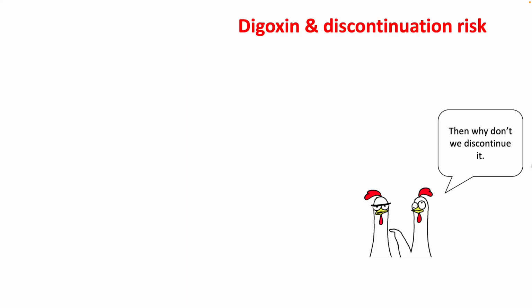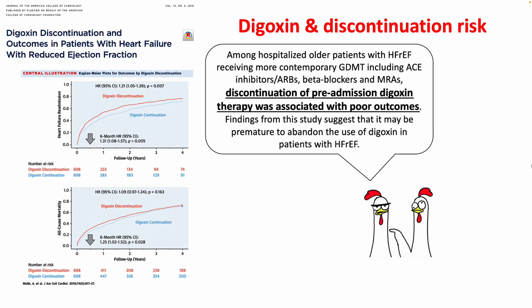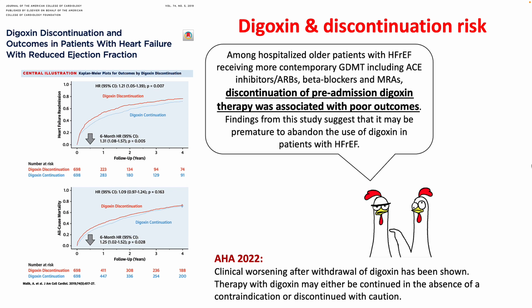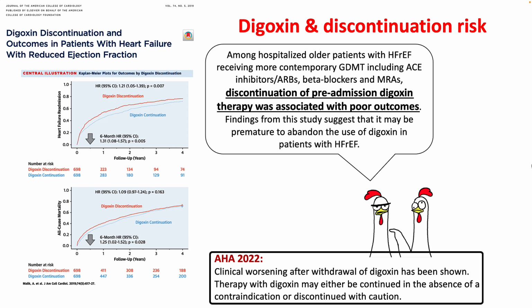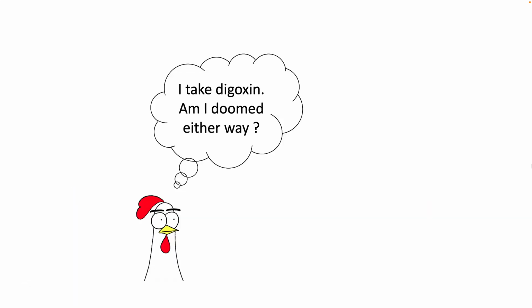So why don't we discontinue digoxin if the patient is on it? There have been few studies which have looked at the discontinuation of digoxin and their outcomes, and they found that discontinuing pre-admission digoxin is associated with poor outcomes. Because of this, the American Heart Association Guideline in 2022 writes that clinical worsening after withdrawal of digoxin has been shown. Therefore, therapy with digoxin may be continued unless there is a contraindication to its use. So, are you doomed if you're taking digoxin?